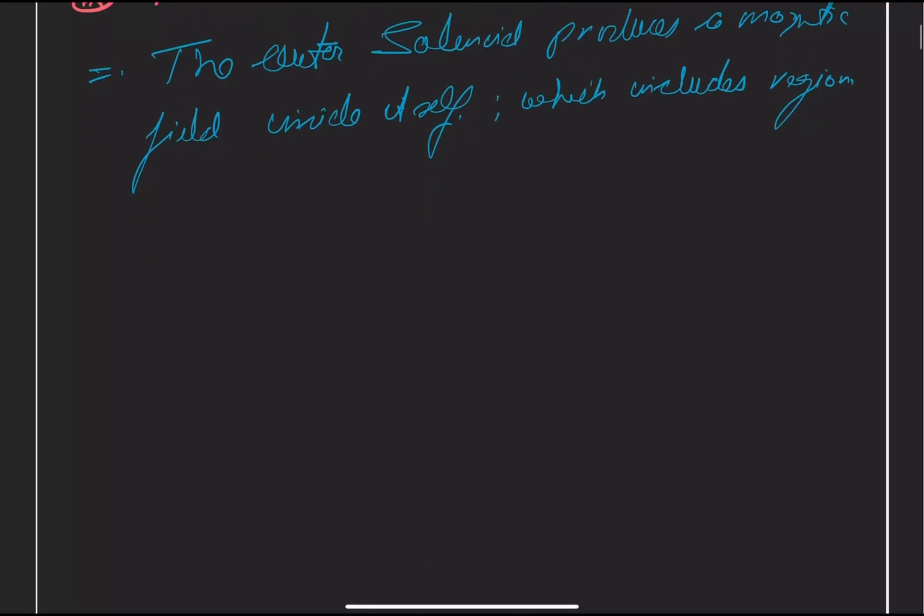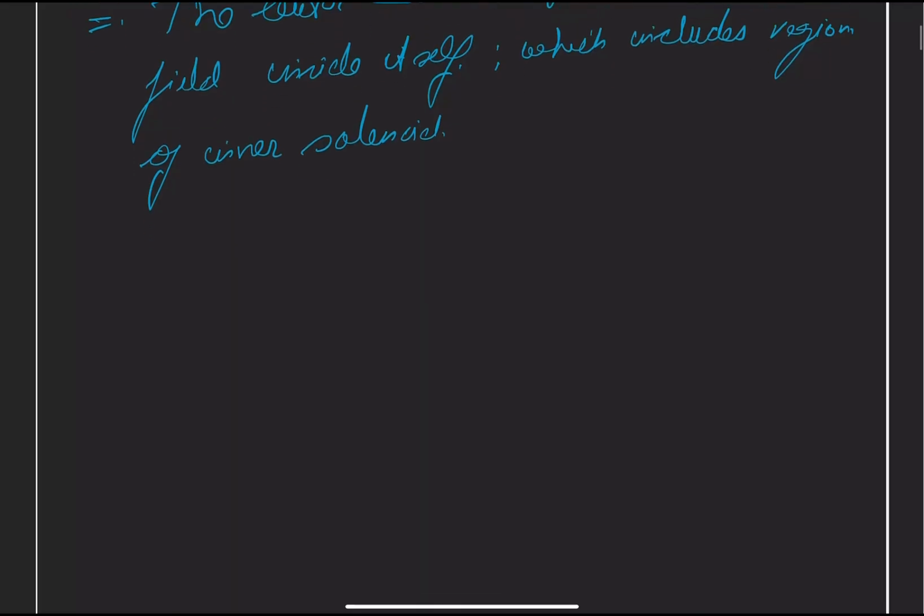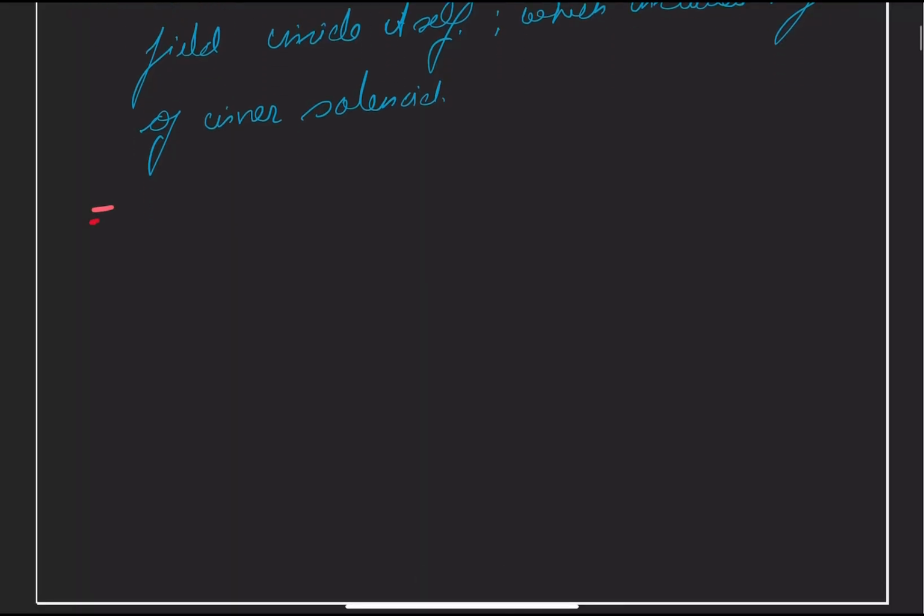Region of inner solenoid. It means the magnetic field of the outer solenoid will be completely associated with the inner solenoid. Therefore, we can say that the inner solenoid is placed in a uniform magnetic field, that is B.